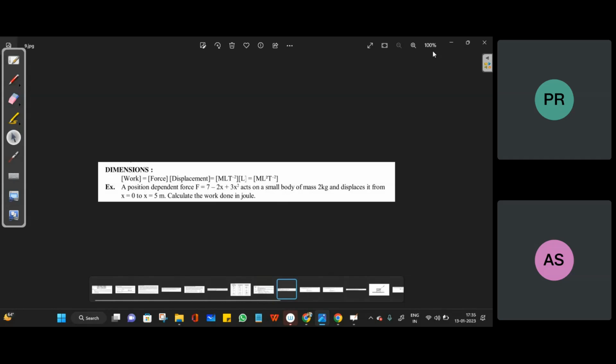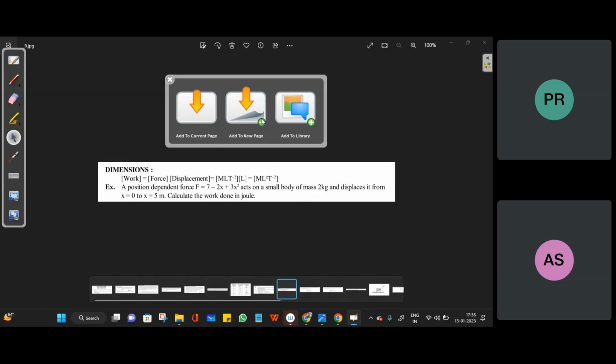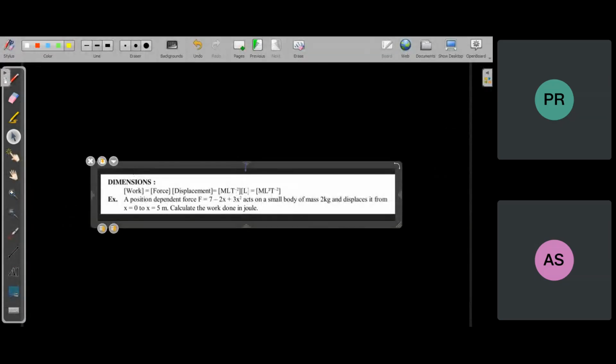See, the dimensional formula of work is written. Do you know how to find dimensions? Yes, sir. I know. Okay, so now try this question quickly.